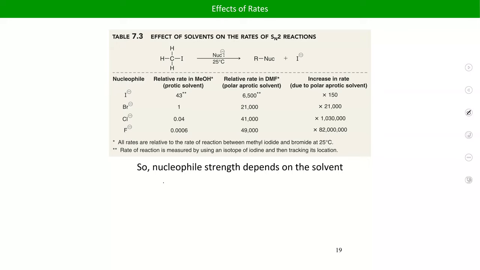However, if we do this in DMF, one, all of them are much faster, right? Just going from bromide in methanol to bromide in DMF, we saw a 21,000 times increase in the rate because we're not stabilizing our nucleophile too much. Fluoride is 82 million times faster as a nucleophile. It was slower than bromide before, and now it's twice as fast. It was roughly 1,000 times slower than the bromide, and just by switching the solvent, it became twice as fast as the bromide.